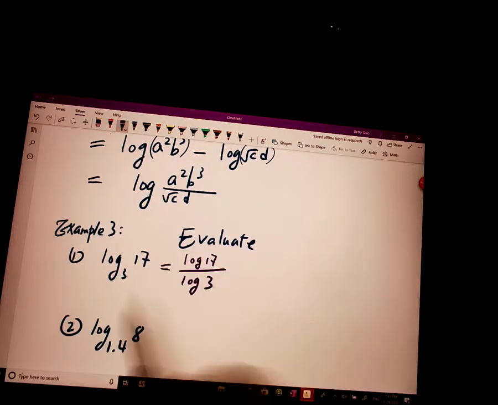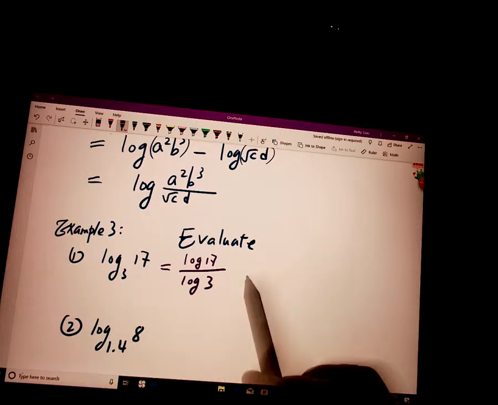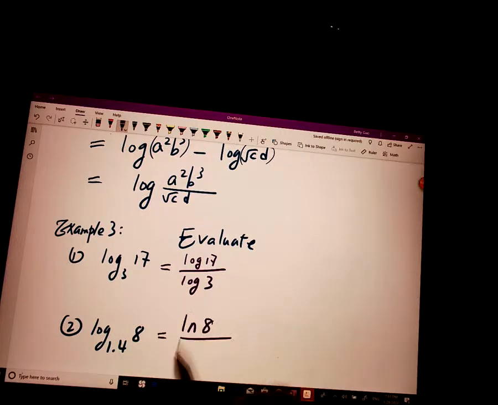Example 3, log base 3 of a list over natural logarithm of 1.4. Important thing, use your own calculator and then compare your result with the answer in my notes. So that is 5.4.